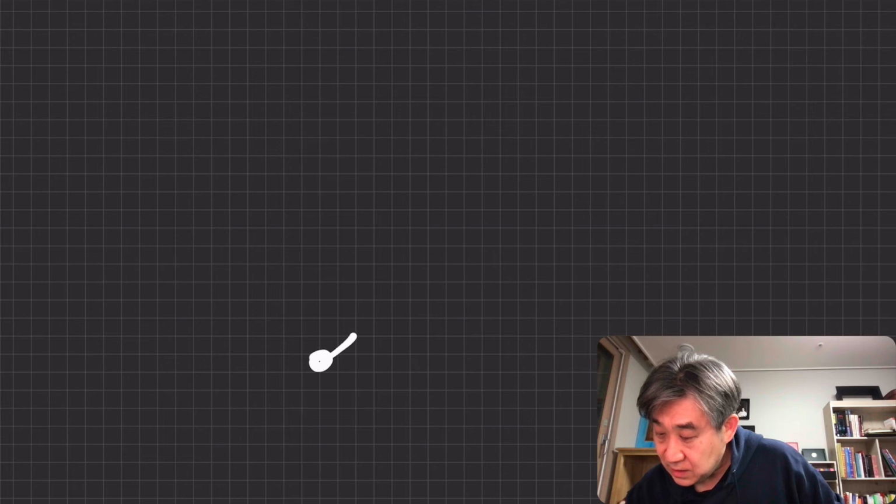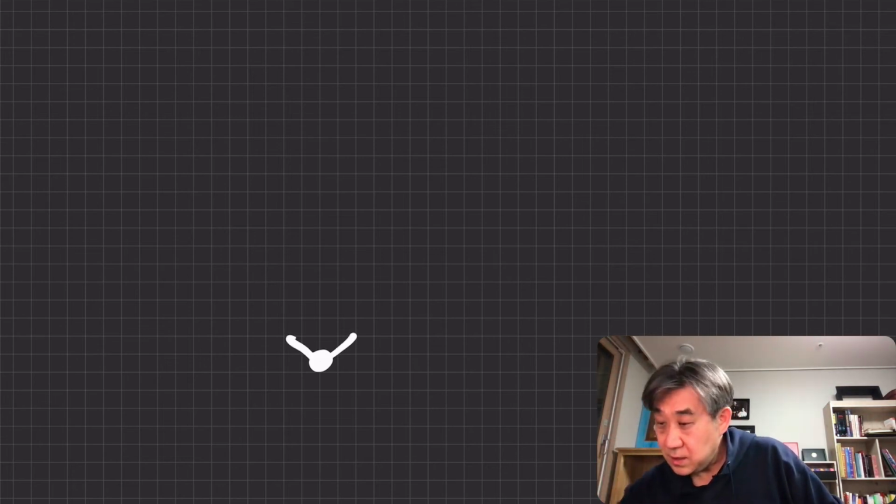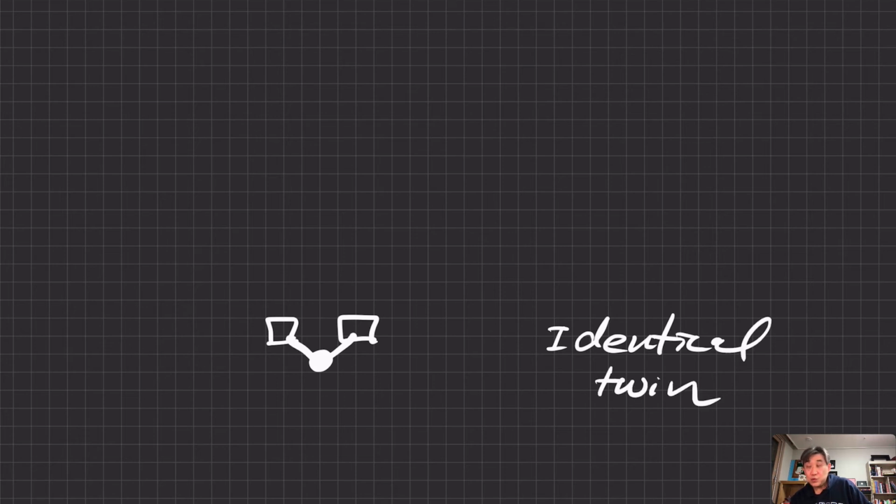In other words, I always use this comparison of identical twins. Let's say an identical twin was born initially. At this stage, if you compare the DNA sequence of these two identical twins, I guarantee it will be 100% identical.